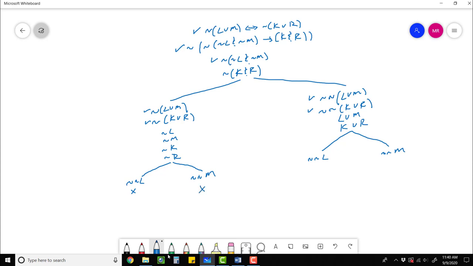No contradictions over here. We've got three remaining formulas to operate on. So let's go ahead and look at any one you like. So let's go to the top, not K and R, just to take care of that one. So that's going to go to not K, not R, and we have to do it here too. So not K, not R, and check. And so now there's two remaining formulas, L or M, K or R.